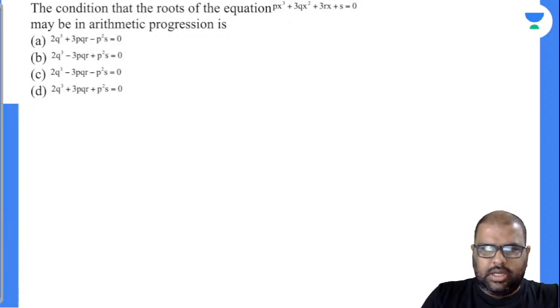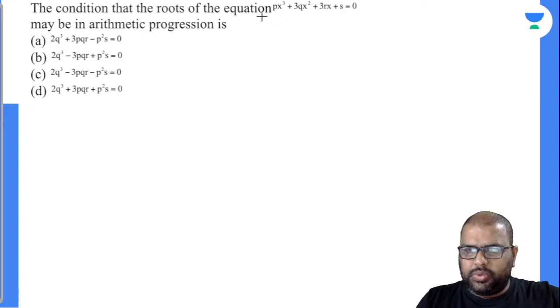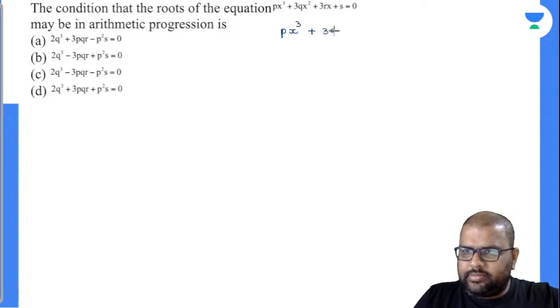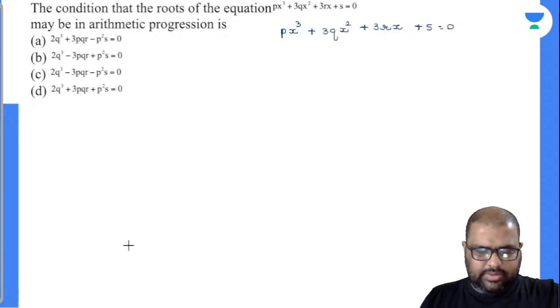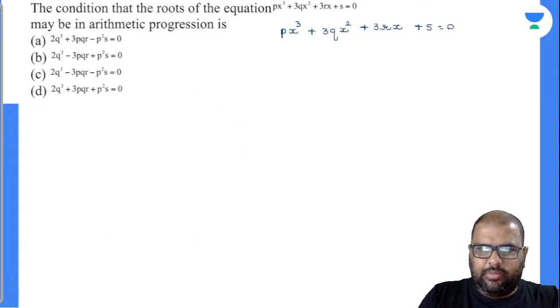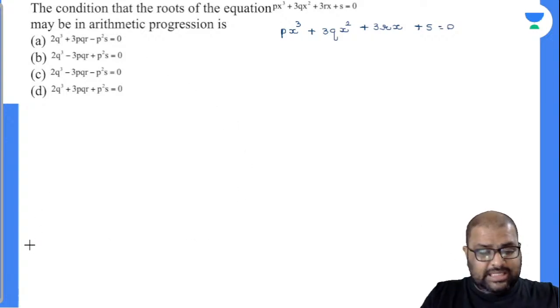Now first of all, the condition that the roots of the equation, this is the equation, for those who cannot observe this: px cube plus 3qx square plus 3rx plus s is equal to 0. This is the question. The roots may be in arithmetic progression. First of all, what is the general form of a cubic equation? This is a cubic equation, right? Tell me the general format of a cubic equation.